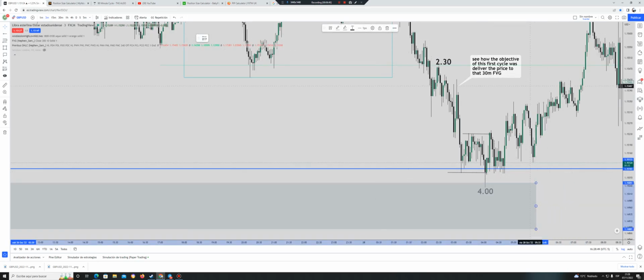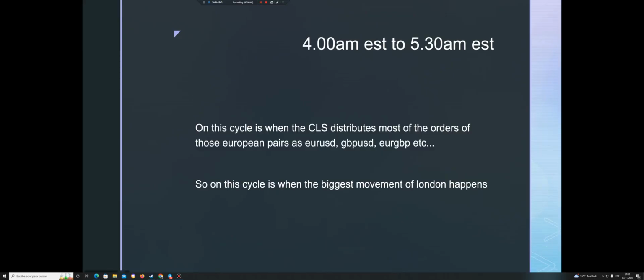Yeah, that's it. This is the main objective of this cycle. Now, the second cycle of the London session. Simple, like I told you before. On this cycle is when the CLS distributes most of the orders of those European pairs, such as EURUSD, GBPUSD, EURGBP, etc. So on this cycle is when the biggest movement of London happens.